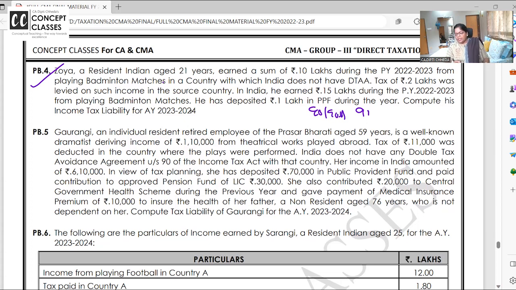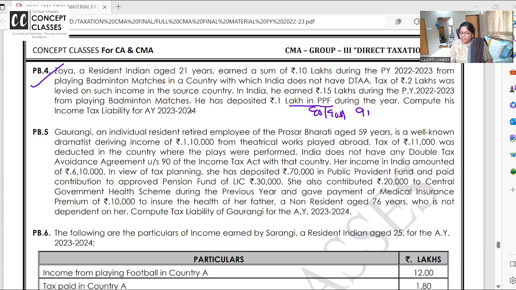The one who is a resident. Now tax of 2 lakhs was levied on such income in the source country, and in India he earned 15 lakhs during the year. Okay. He has deposited 1 lakh in PPF. Just now I told you, where do you get deduction if you put money in PPF? I want answer from you all. If you put the money in PPF, where do you get deduction? Yes, 80C.